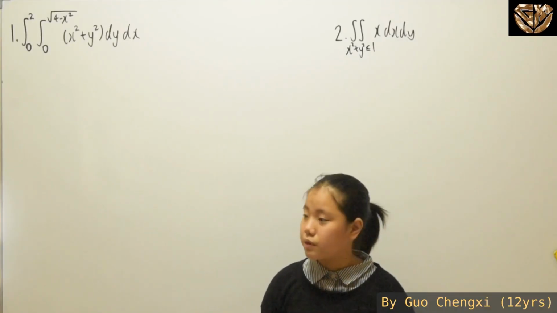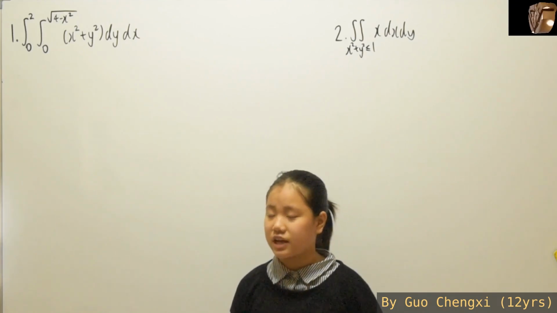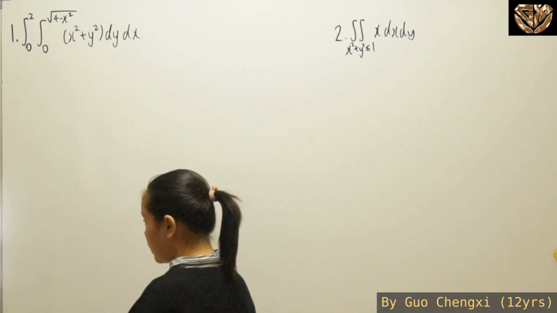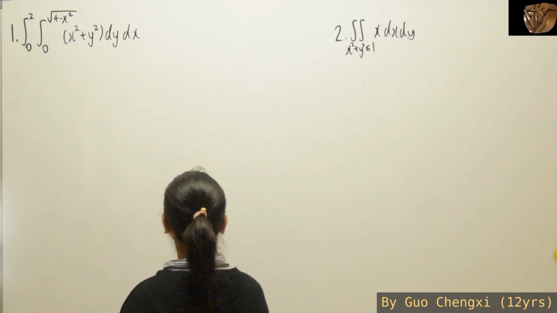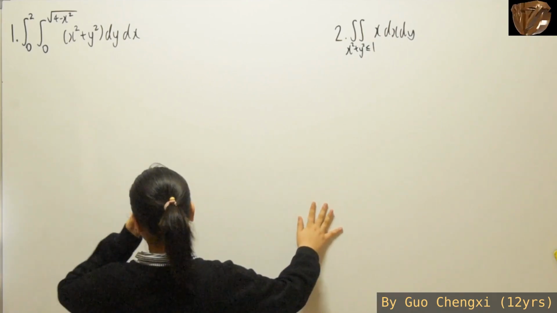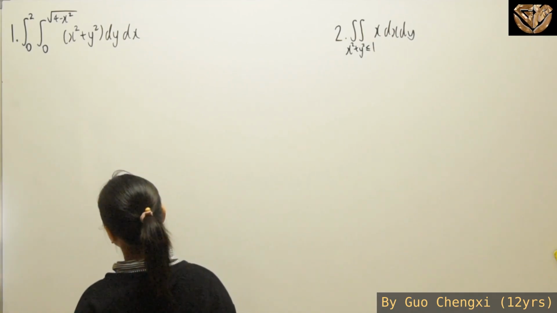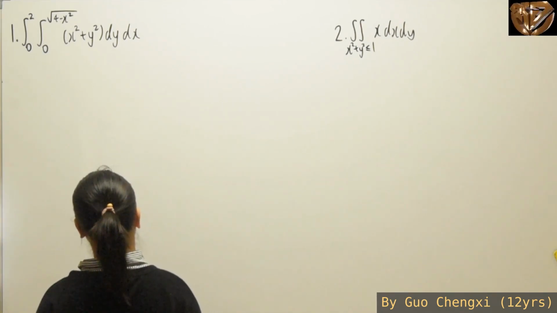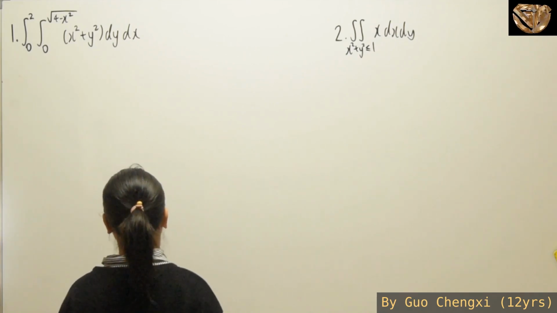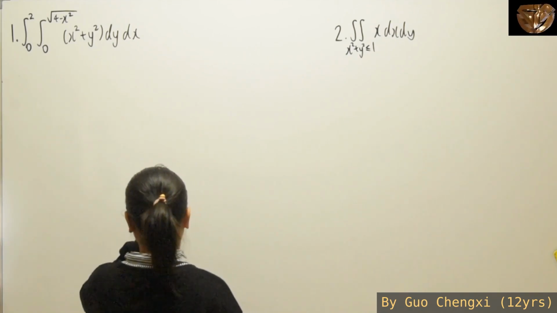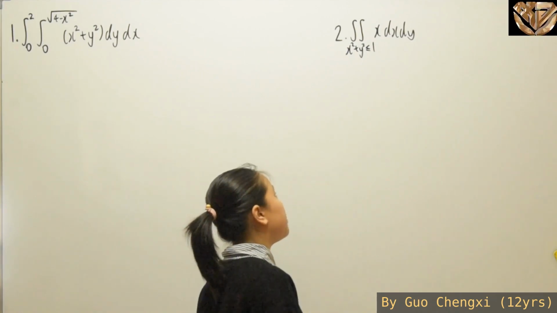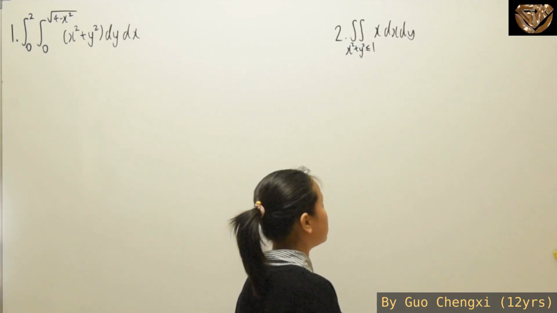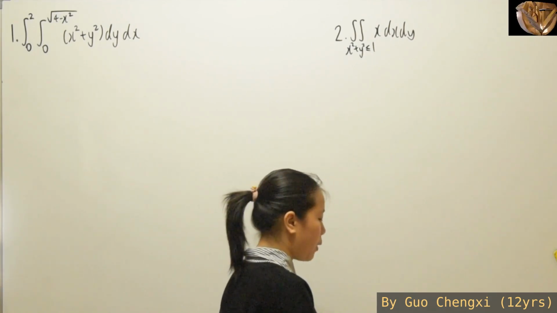For this lesson, we'll be continuing with the techniques and applications for definite integration. We'll have two other examples. The first example we have is the integral from 0 to 2, integral from 0 to square root of 4 minus x squared, of (x squared plus y squared) dy dx. For our second example, we have a double integral over x squared plus y squared is smaller than or equal to 1, of x dx dy.